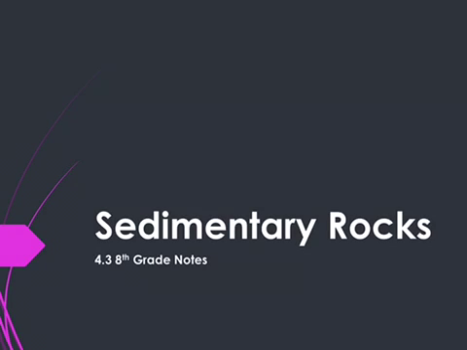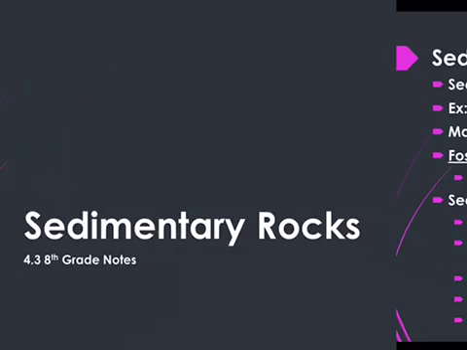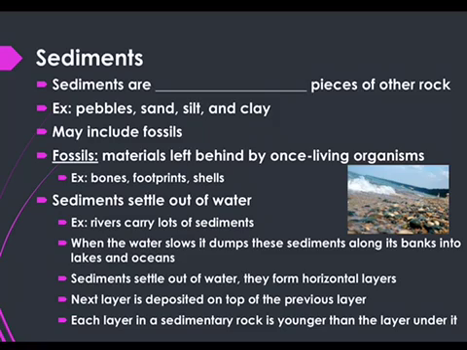Right, the second type of rock that we're going to look at is sedimentary rocks. And sediments, we have to remember, are small pieces of other rock, like pebbles, sand, silt, or clay. And this list is actually from the biggest down to the smallest size particles. So clay-sized particles are the smallest size particles.